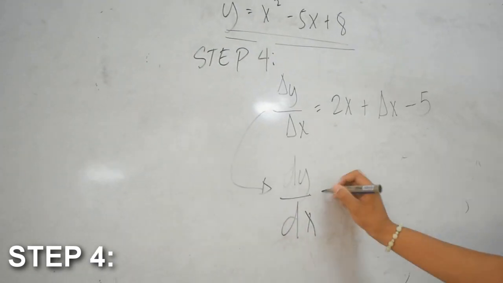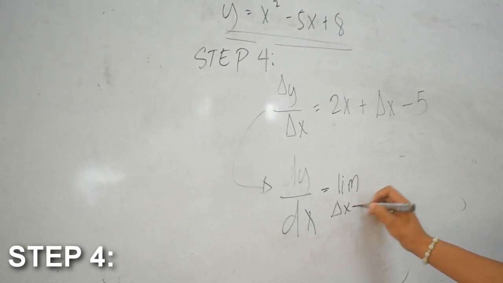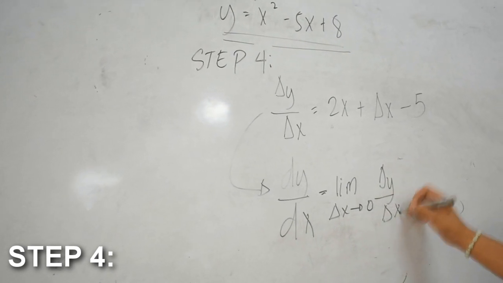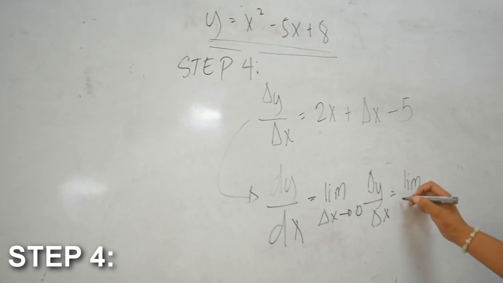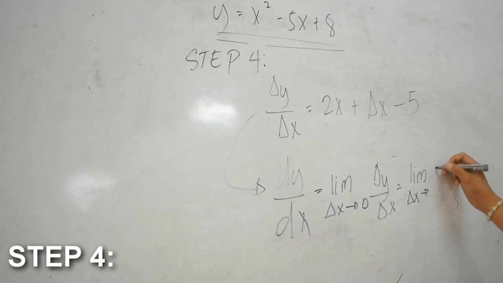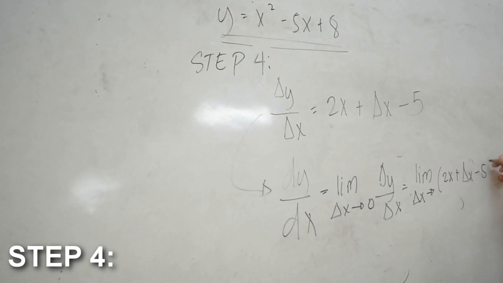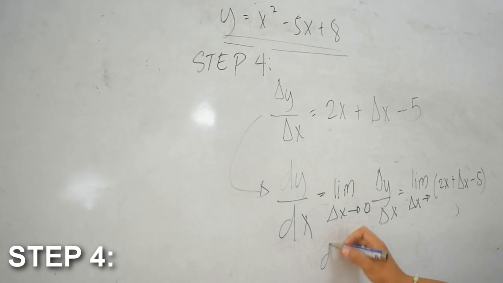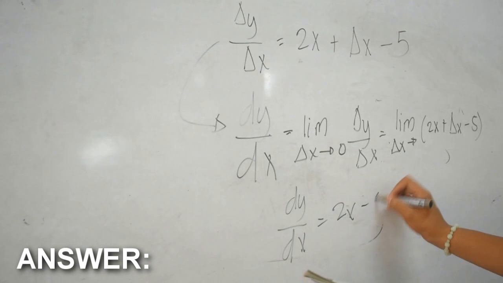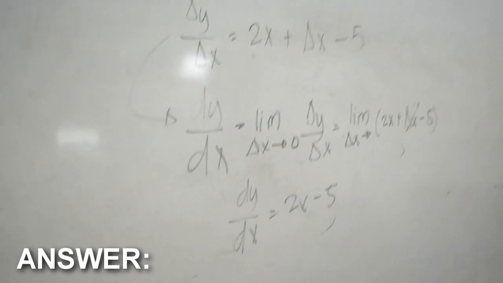Finally, let's proceed to step 4. Find the limit as delta x approaches 0. We have dy over dx equals the limit as delta x approaches 0 of delta y over delta x, which equals the limit as delta x approaches 0 of 2x plus delta x minus 5. We have the final answer, which is the derivative, 2x minus 5.